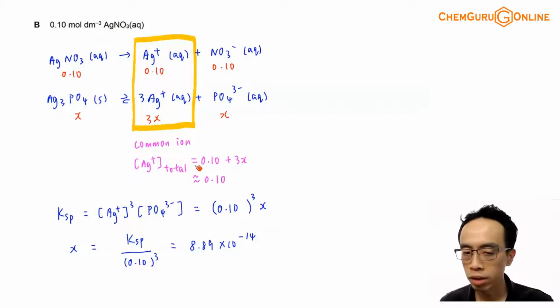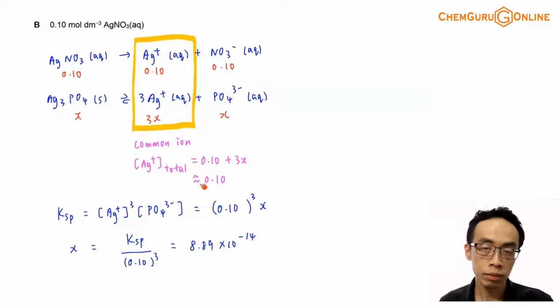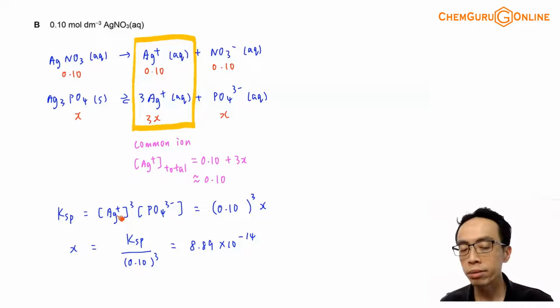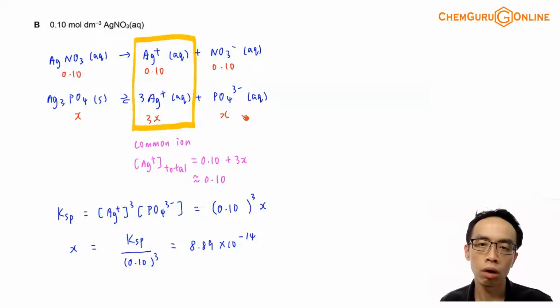So I can just say that this will be approximated to 0.1, or I can say that the Ag+ concentration will just come from the fully soluble salt, which in this case is my AgNO3. Now I can sub this Ag+, which is 0.1 concentration, into my Ksp term, and PO4 3- will still be x. There's only one source of PO4 3- that comes from the dissociation of my salt. So PO4 3- concentration will still be x. Ag+ concentration will now be 0.1.